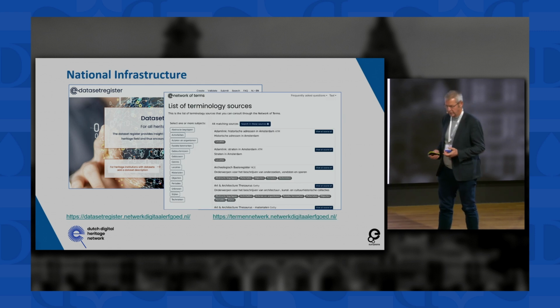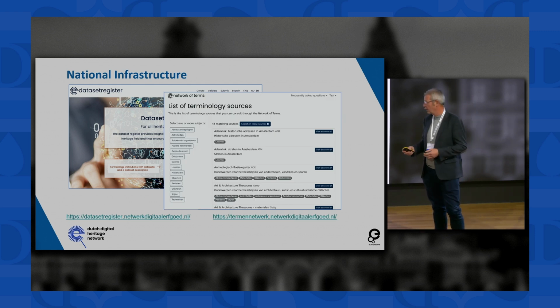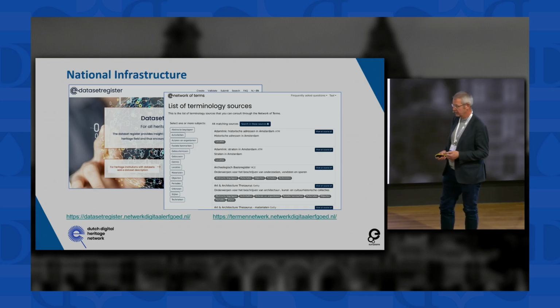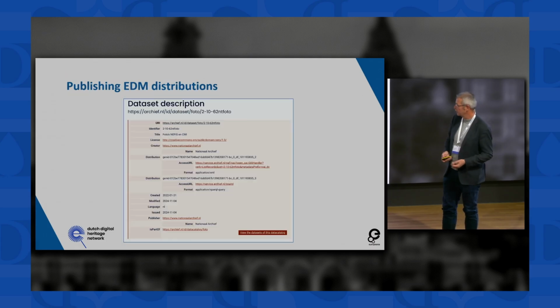The second thing we did on the network level was developing a search tool that does federated searches over more than 40, currently 40 different terminology sources. So if you want to describe an object in a standardized way, you can find terminology that is shared between the institutions. And of course, building on linked data, it's very important that we have well-known URIs in the data in order to know how the collections relate to each other.